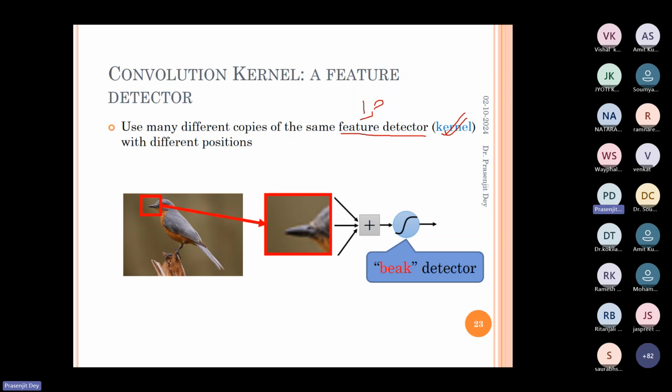So I can apply one kernel to find the beak. I can apply another kernel to find the eye of the bird. I can use a third kernel to find the feathers of the bird. I can use another kernel to find the claws of the bird. In this way, I can apply numerous kernels to find all the properties of the bird. And if all the properties of the bird are present in the image in their designated positions, then we can come up with the answer that the bird is present in the image.